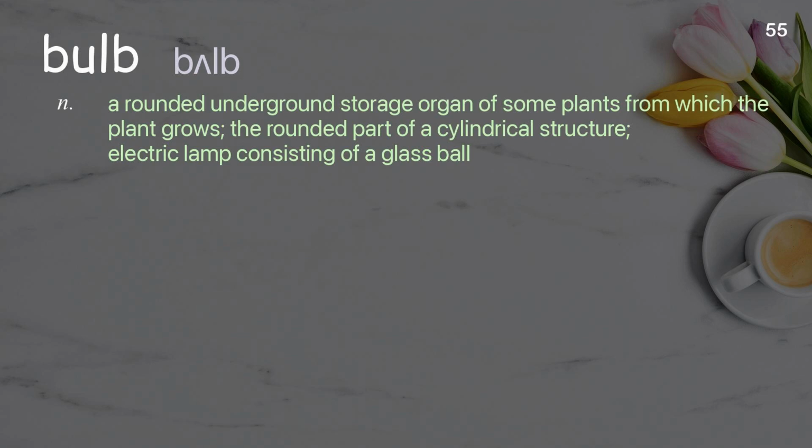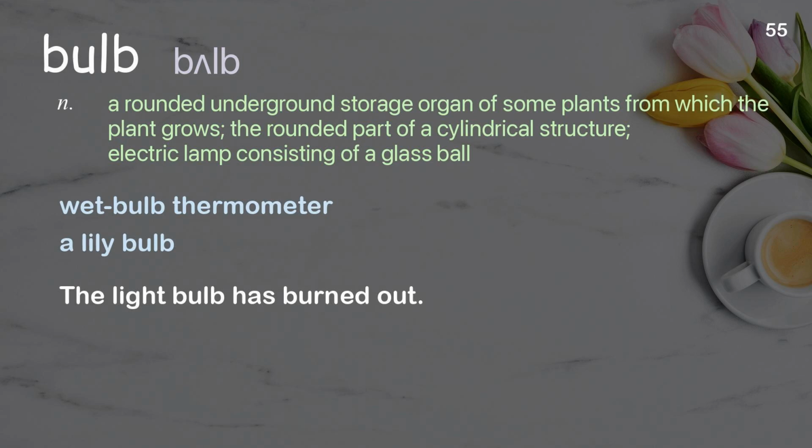Bulb. A rounded underground storage organ of some plants from which the plant grows. The rounded part of a cylindrical structure. Electric lamp consisting of a glass ball. Examples: Wet bulb thermometer. A lily bulb. The light bulb has burned out.